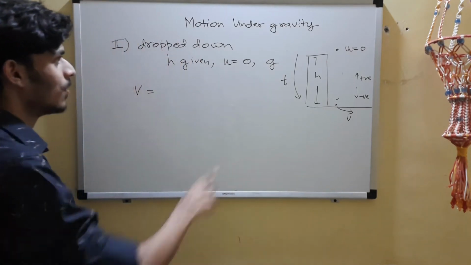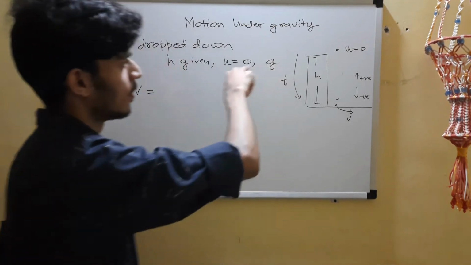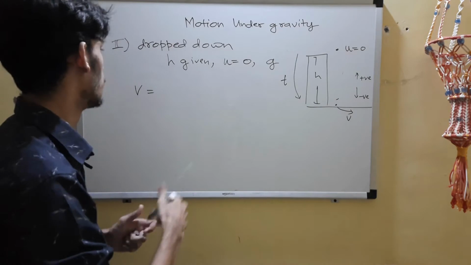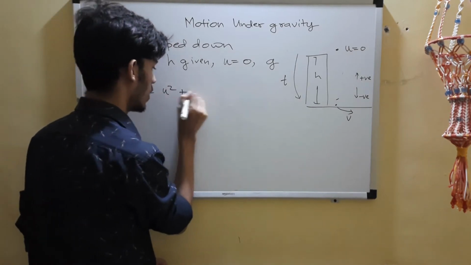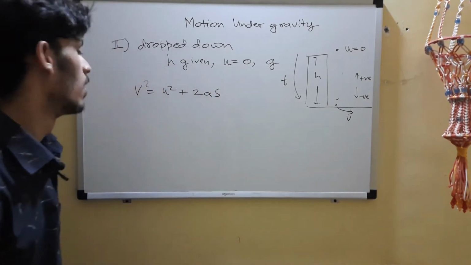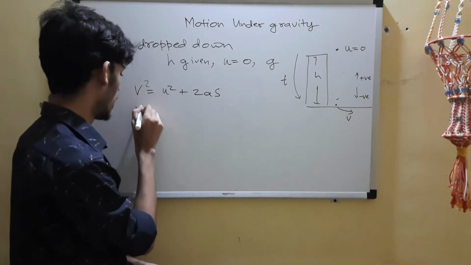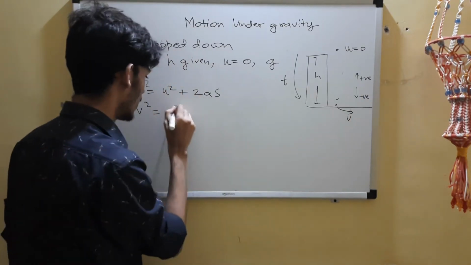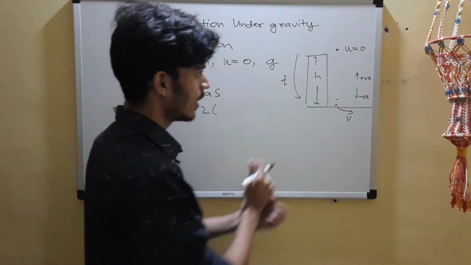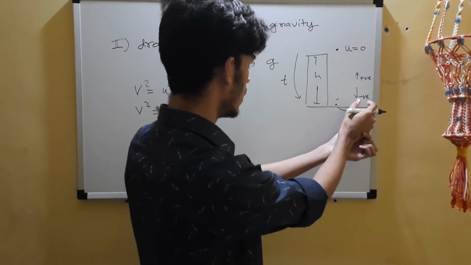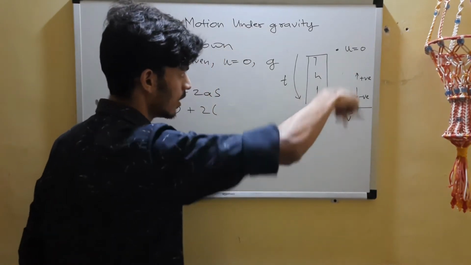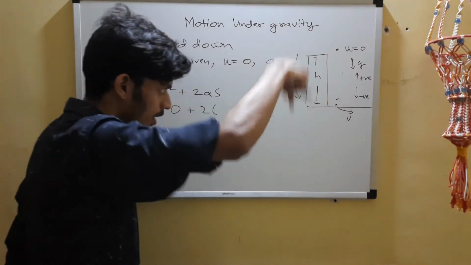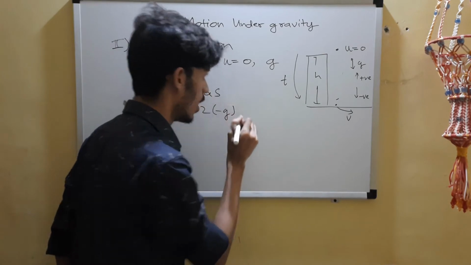Okay, so we know u is 0, acceleration also we know. Can we use v is equal to u plus at? No, we don't know t. h we know, so we can use v square is equal to u square plus 2as. Okay, now let's go for it. We want to find final velocity. Initial velocity is 0, we have just dropped it, right? And a is g, which is negative, it's in the downward direction, minus g.